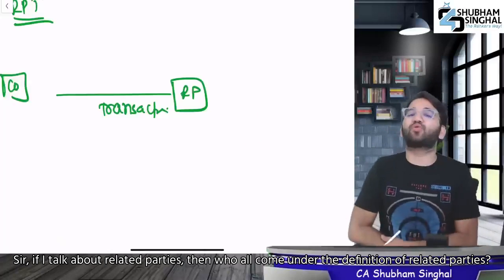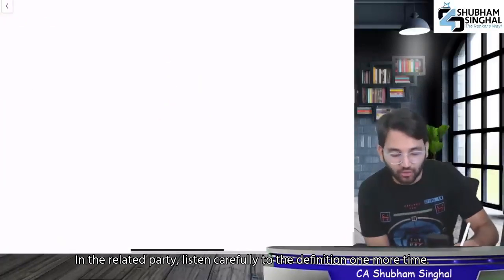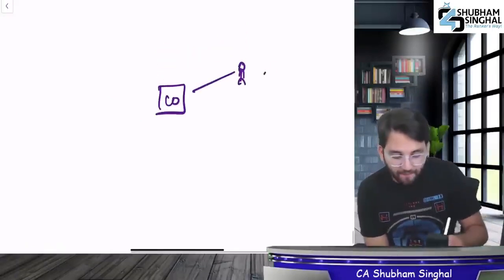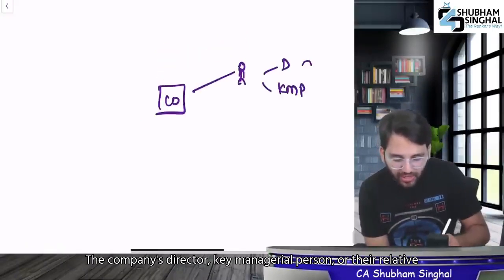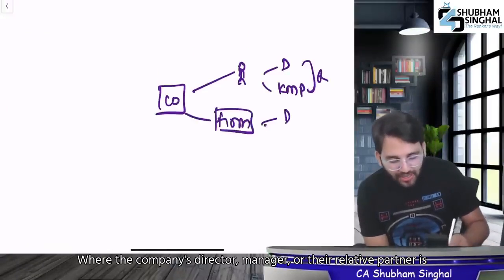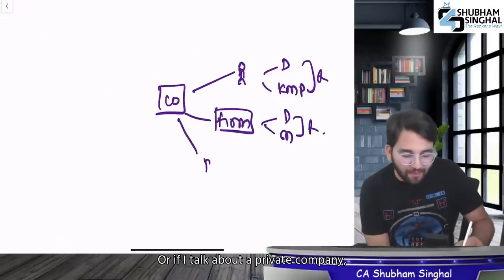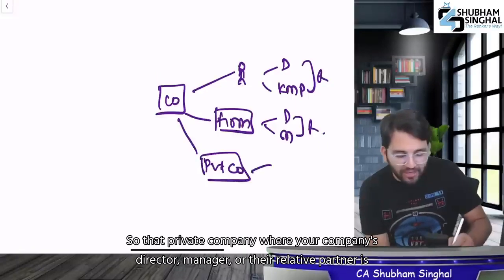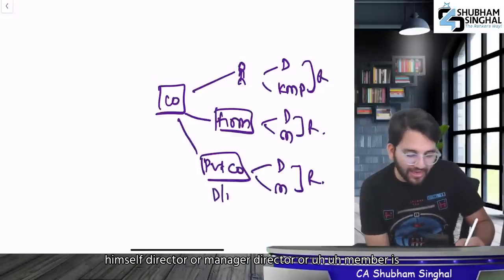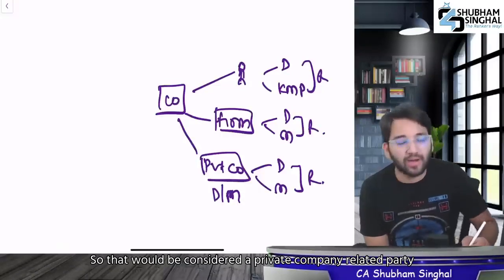Now if I talk about related parties, who falls under the definition? Listen carefully. If this is a company, then the company's director, key managerial person, or their relative is a related party. If I talk about a firm, then the firm where the company's director, manager, or their relative is a partner is a related party. If I talk about a private company, then the private company where your company's director, manager, or relative is a director or a member would be considered a related party.